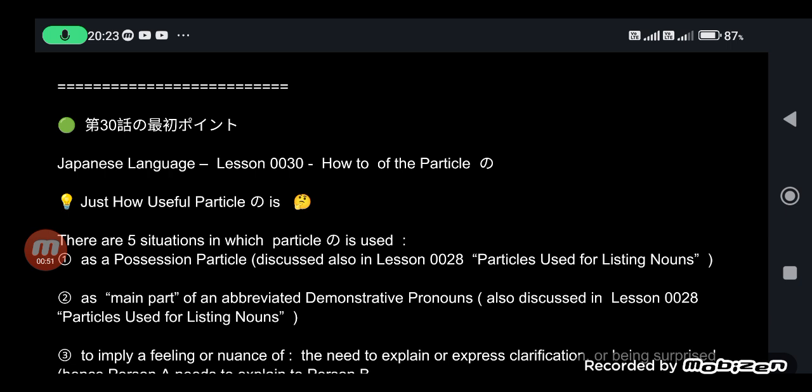So last time, if you will recall, we have discussed in our lesson 0028 the particles used for listing, and if you can remember, one of those particles used was the particle no. But I feel the need, minasan, to further elucidate and to further discuss and explain just how powerful and just how useful this particle no is.